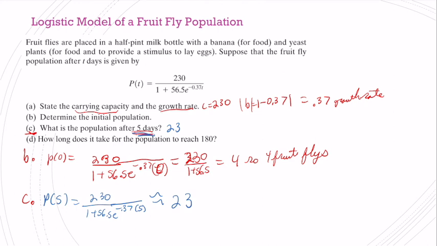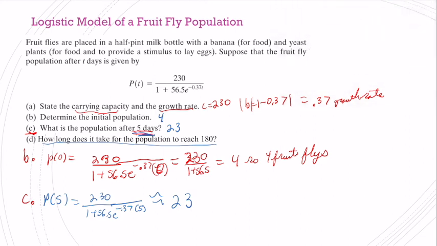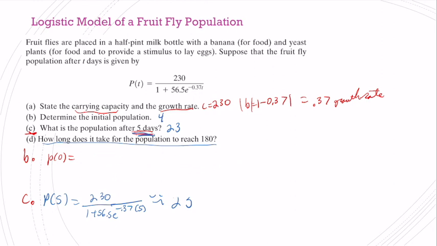My next question is, how long does it take for the population to reach 180 fruit flies? For that, I'm going to need to clear some space, because this is one where we're going to have to take the natural log of both sides. So I'm going to go ahead and clear this.